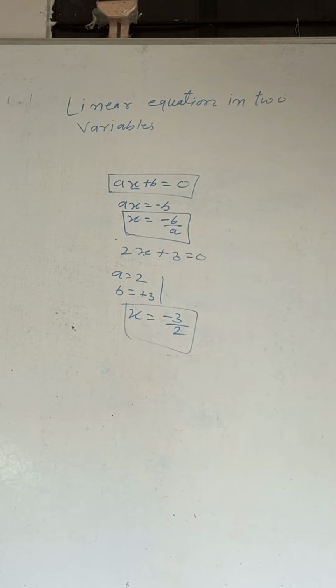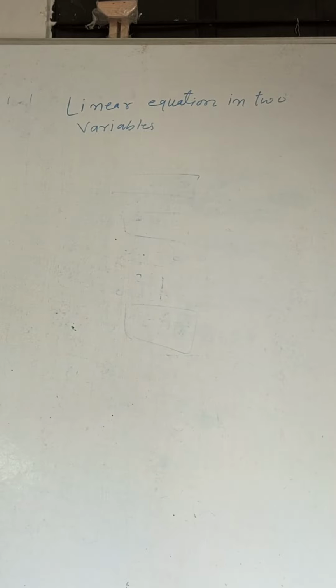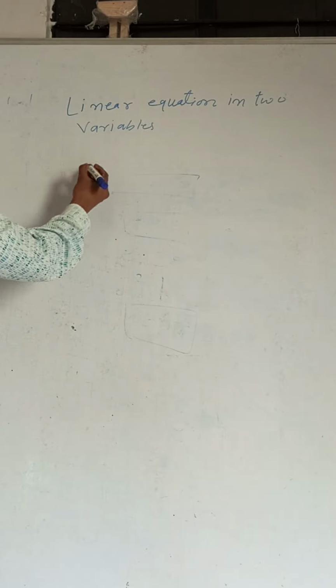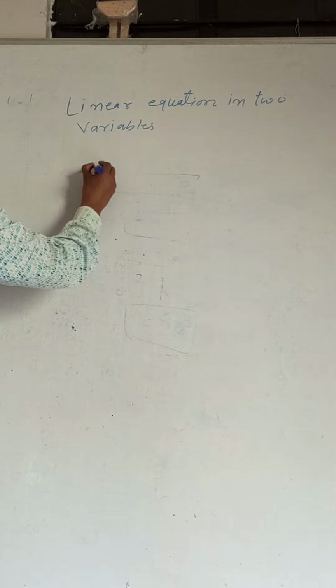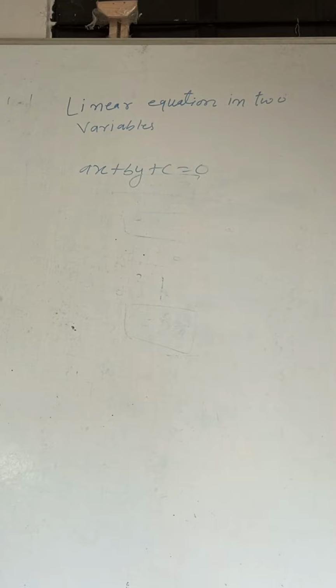But now we are going to learn the linear equation in two variables. Two variables means we are going to take two variables here, that is x, y, or a, b, c, any ones. So the standard form of a linear equation is ax plus by plus c is equal to 0. This is the standard form of a linear equation in two variables.